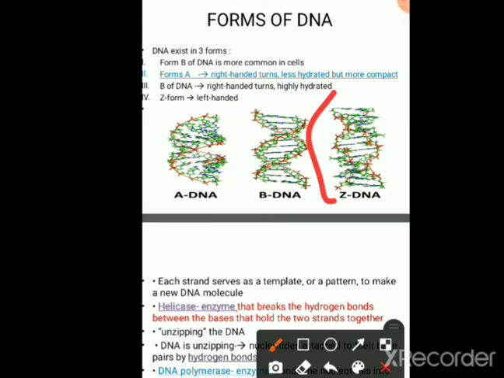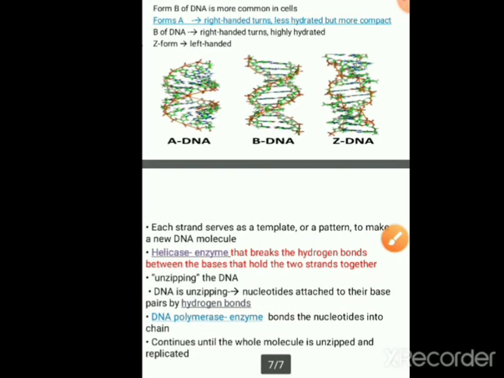Now, as a summary, we have studied three forms of the DNA: A, B, and Z. Forms A and B are both right-handed, while Z is left-handed. Form A is less hydrated, but it is more compact, while form B is highly hydrated and has a right-handed turn.